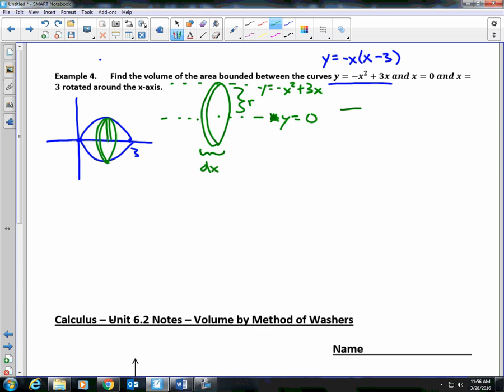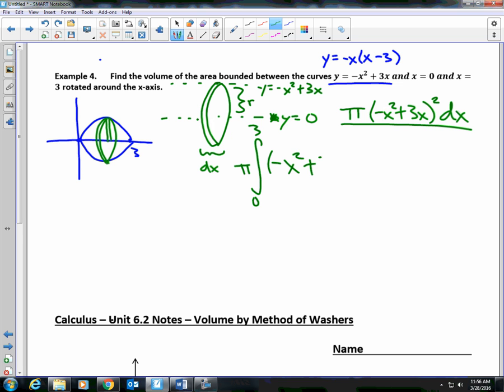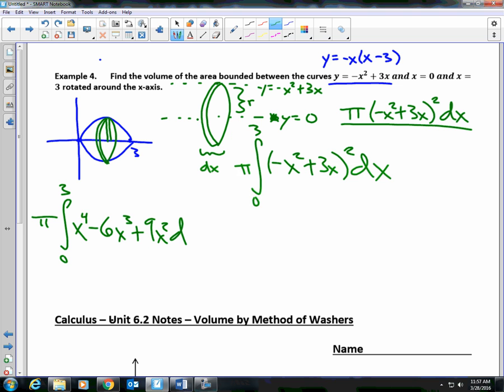So my integral becomes pi, the volume of the disk is pi times negative x squared plus 3x quantity squared dx. Once you have the volume of one of the disks, it's very easy then to make the next step and say, well, let's do an infinite number. 0 to 3 pi negative x squared plus 3x squared dx. I'm going to have to multiply that out. So we get x to the fourth minus 6x to the third plus 9x squared dx.